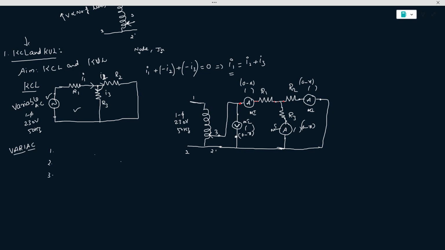Now, the values we get, we need to put in table form. We don't need to memorize the table form. If we update it, look at what we are doing. The first column is the serial number, because we need to repeat the experiment several times. The next column is how much voltage we are applying, the voltage. The next is how many currents we are measuring: I1, I2, and I3. So this is the observation table.